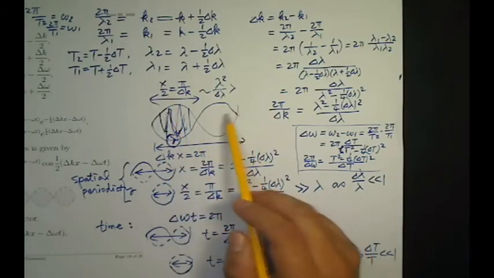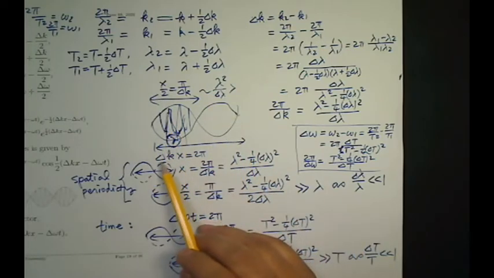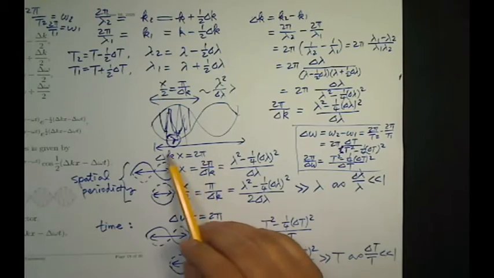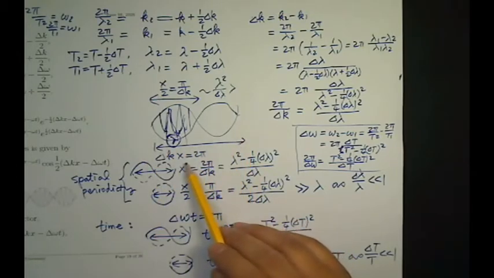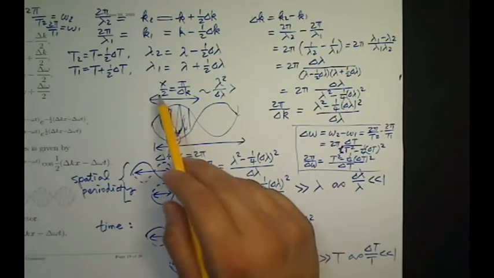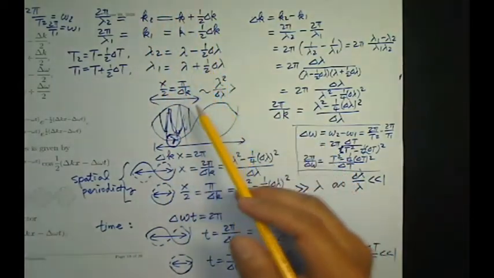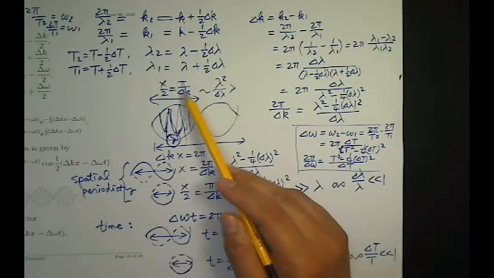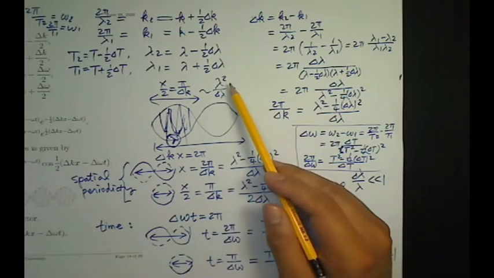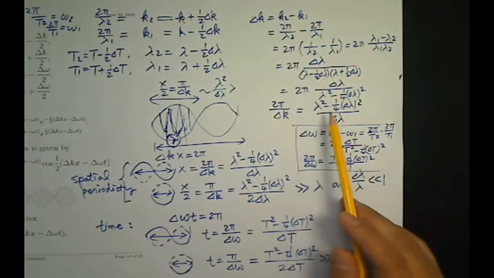x. If we consider this delta k x is 2 pi, then the actual distance between these 2 points will be x, and the actual distance between these 2 points, the 2 nodes, will be half of x. If I substitute this result into here, this pi over delta k is wavelength squared divided by delta lambda. The detailed calculations are shown here.